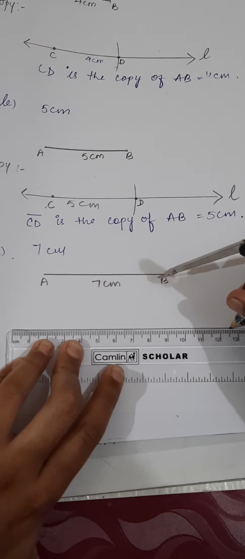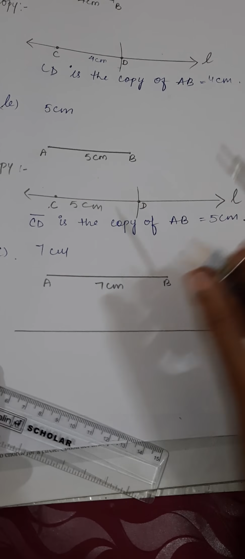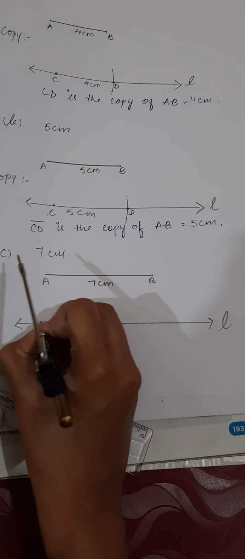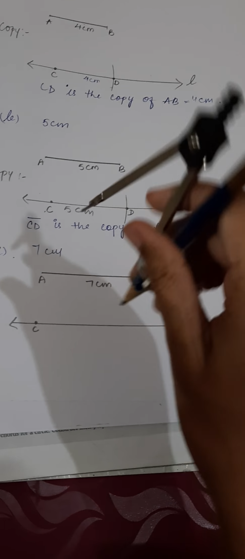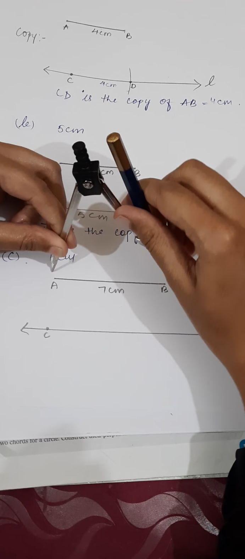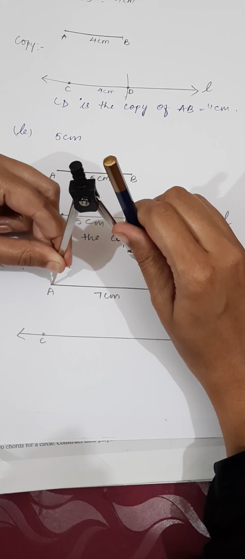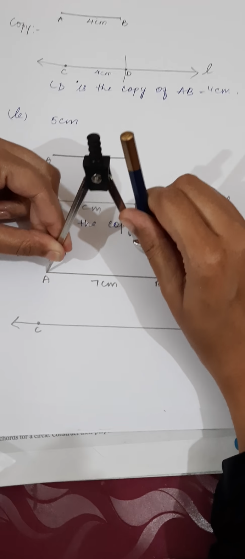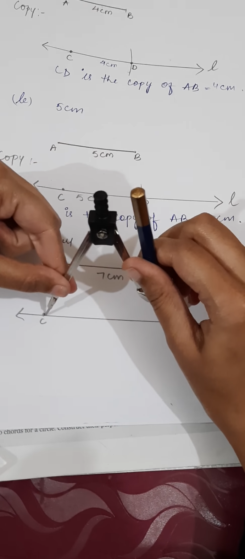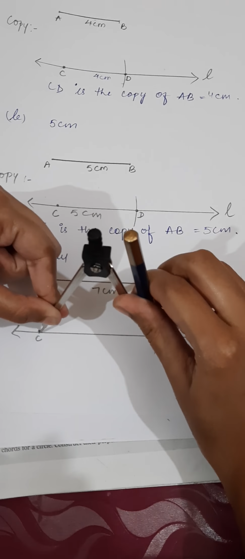Make a line segment which has to be greater than the line you have just drawn. Okay, this line is L. Mark a point C. You can name any point. Now open the compass to the length of AB like this. Place it like this. Placed. Now with the same opening, place the needle on C and mark an arc.